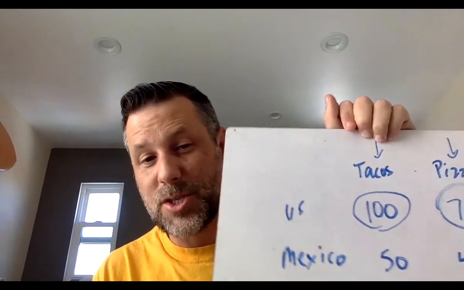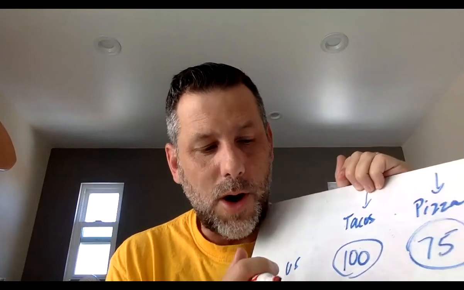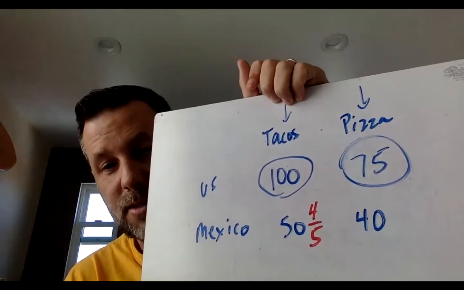Because what we're going to see here, right, for output questions, the other number goes over. So to find the Mexico opportunity cost for making one taco, I'm going to take what they give up divided by what they get, and I get 4/5, 40 over 50, or 4/5. Now, for Mexico to find their opportunity cost for a pizza, it's what they give up for what they get. It's going to be 50 over 40, which is 5/4.